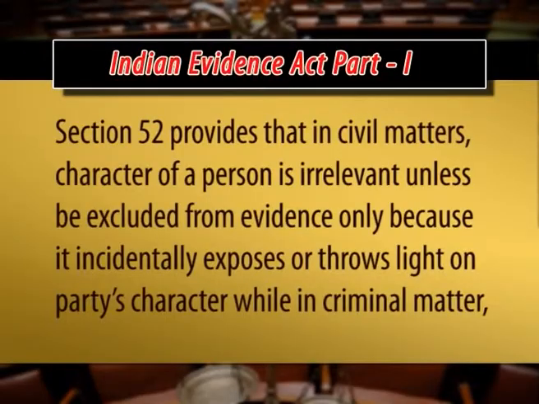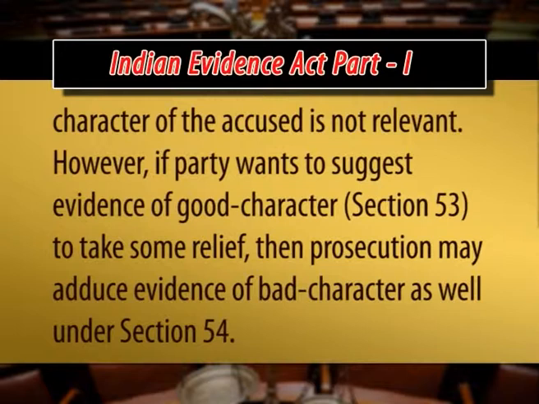Module 5 of Relevancy of Facts, Character. Section 52 provides that in civil matters, character of a person is irrelevant unless it is otherwise relevant, and is not to be excluded from evidence only because it incidentally exposes or throws light on a party's character, while in criminal matters, character of the accused is not relevant. However, if the party wants to suggest evidence of good character under section 53 to take some relief, then the prosecution may adduce evidence of bad character as well, as under section 54.